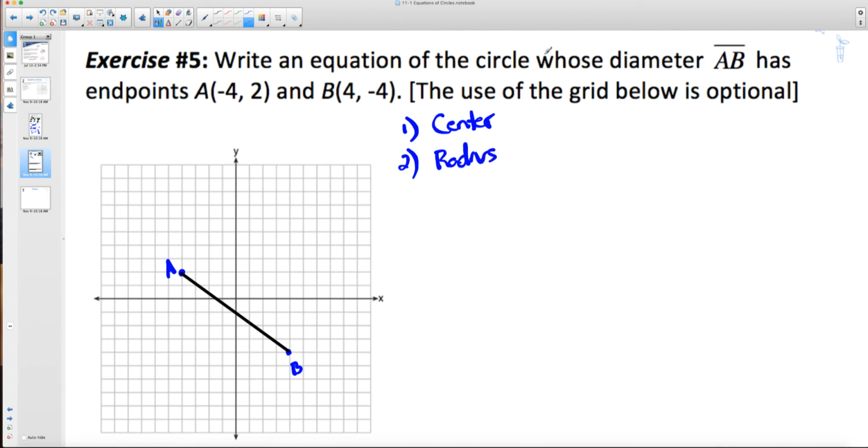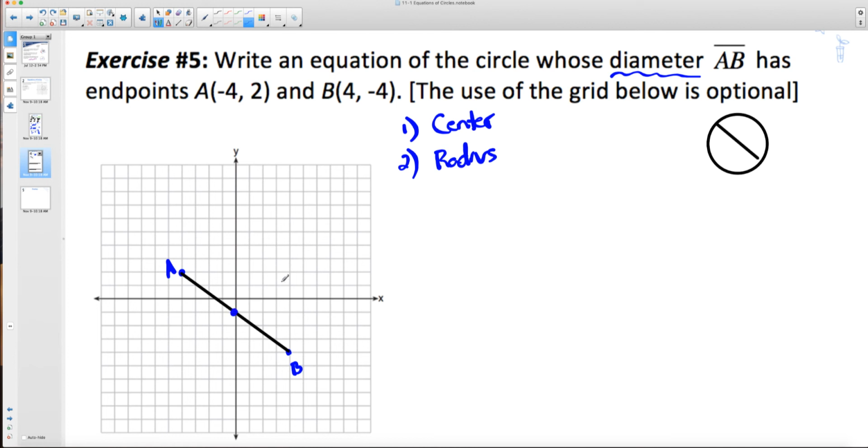Okay, so if you remember the definition of a diameter of a circle, it has to go through the center. The diameter of a circle has to go through the center. So to find the center of this circle, let's find the midpoint of the diameter.